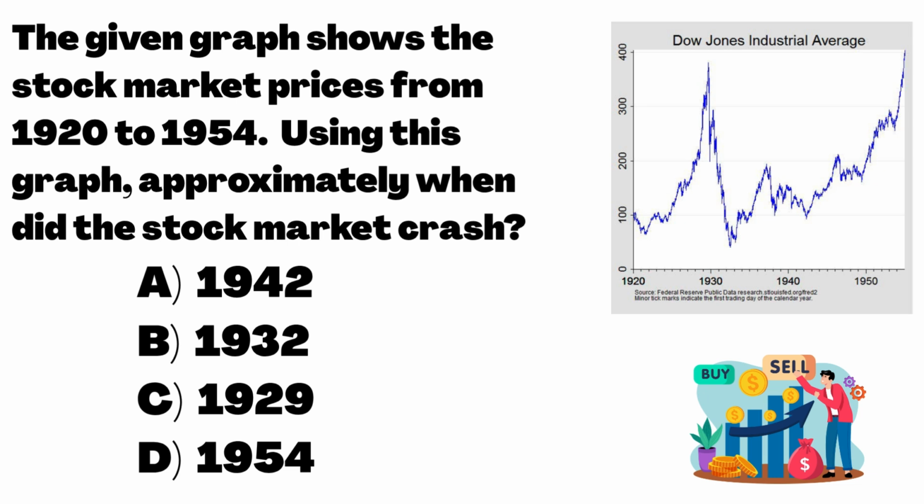The given graph shows the stock market prices from 1920 to 1954. Using this graph, approximately when did the stock market crash? A. 1942. B. 1932. C. 1929. D. 1954. The correct response is B.